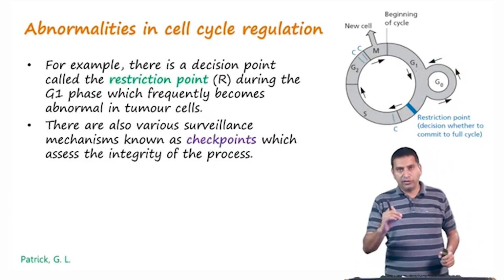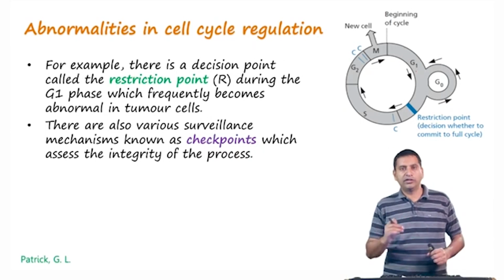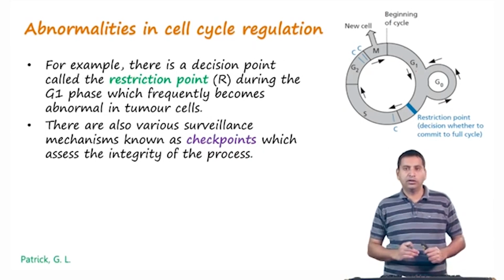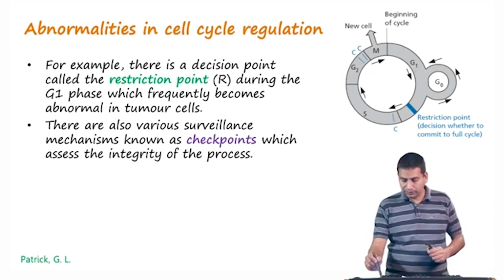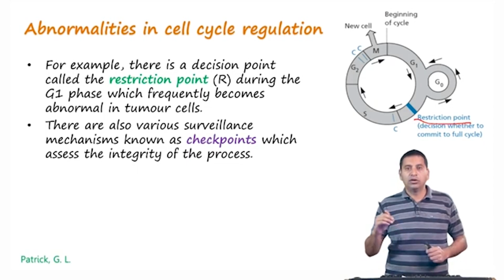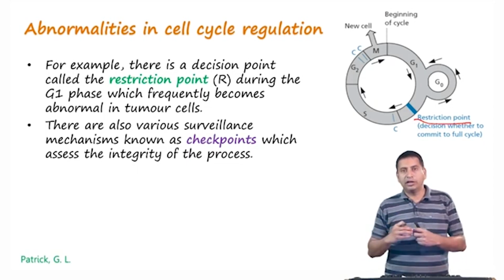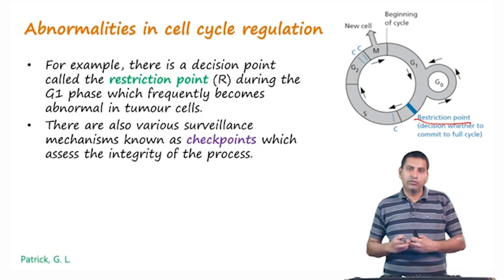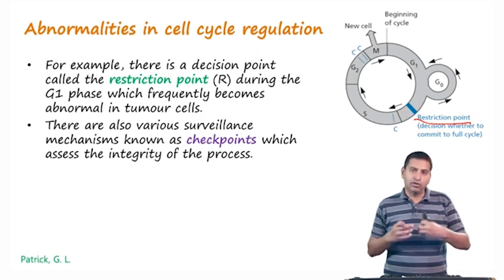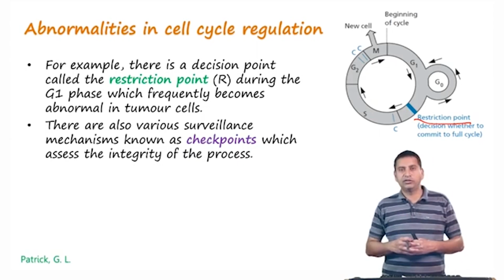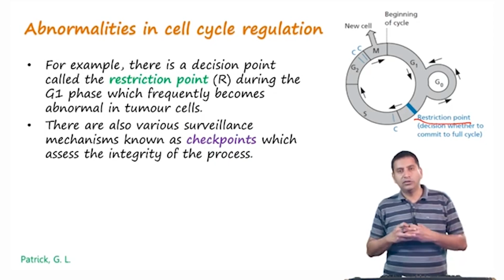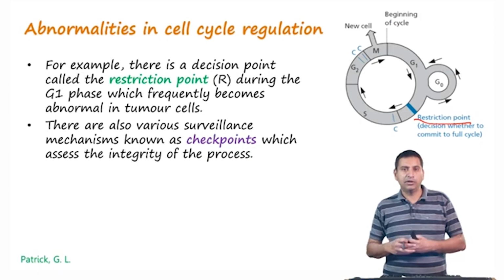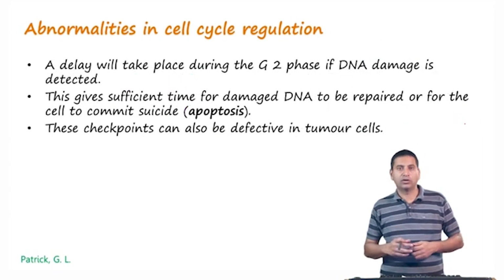So, there is a decision point during this cell cycle which is called the restriction point, denoted by R. This phase becomes abnormal in many cases of tumors. There are also various surveillance mechanisms, known as checkpoints, which check whether the genome integrity is still good or not.